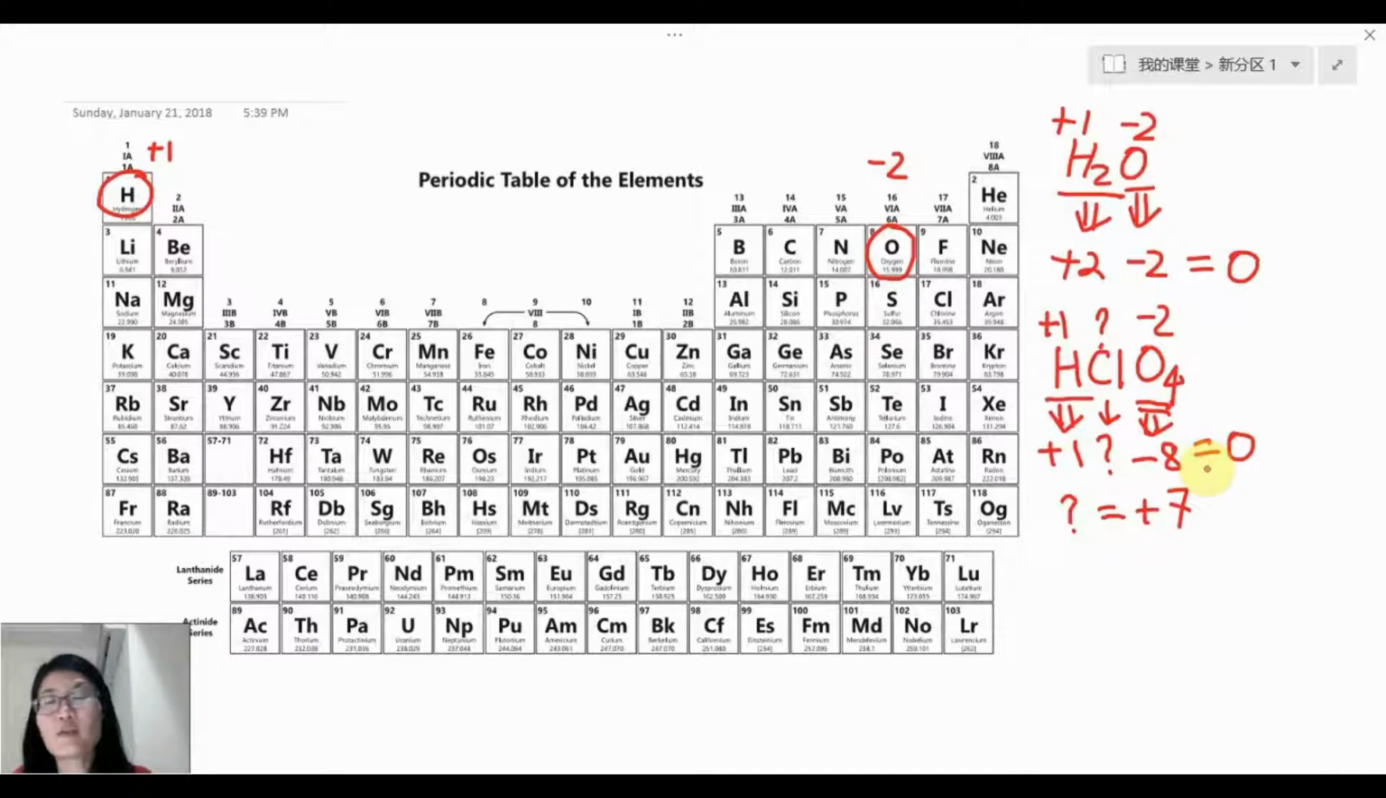So that's this one. And if you take a look at the chlorine, it's actually in group 17. Usually it takes negative 1. Why is it changing? And you might want to ask me, Miss Jessica, I don't really know if the element's oxidation number is changing or not.